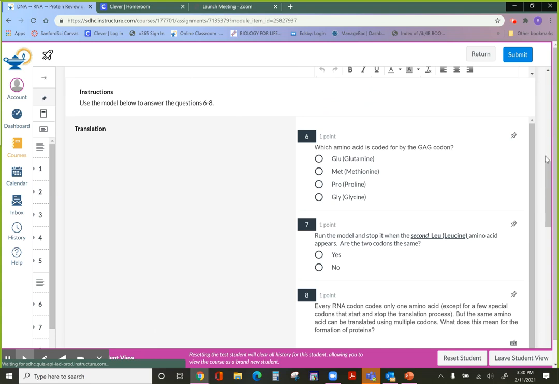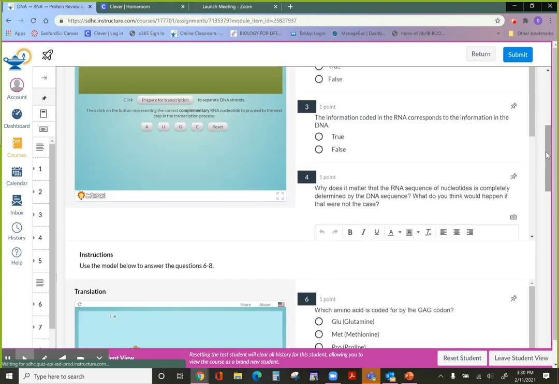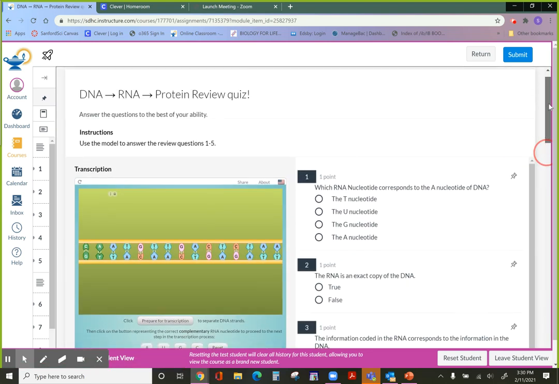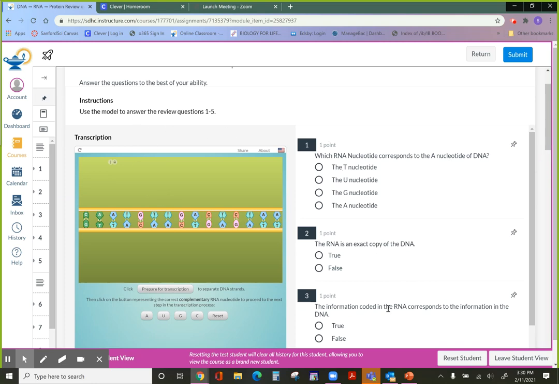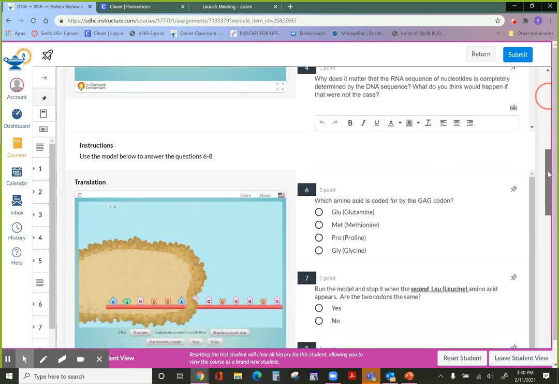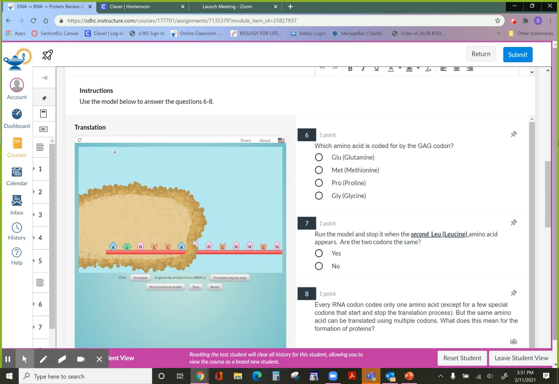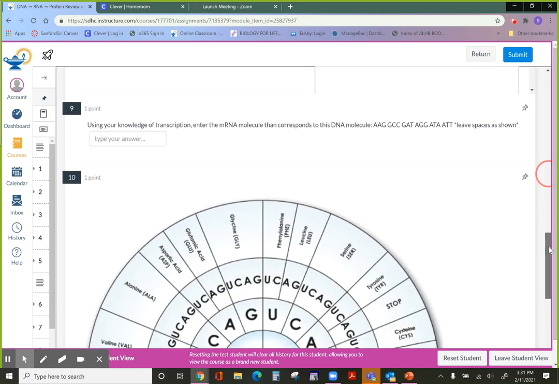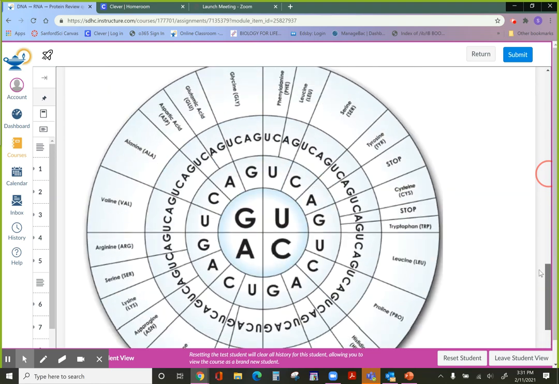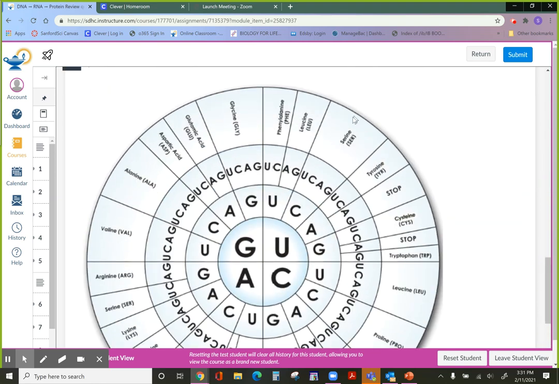It says use the model to answer questions 1 through 5. And then use the model to answer questions 6, 7, and 8. Okay? And then there's a couple questions down at the bottom. This is another type of codon chart. You just read it from the center out.